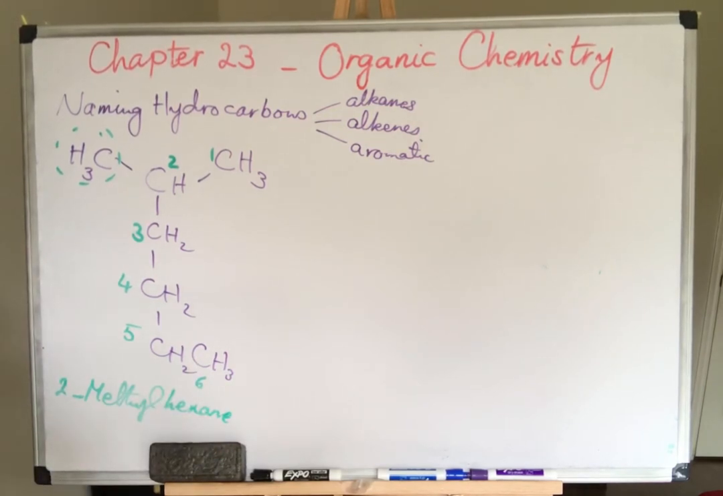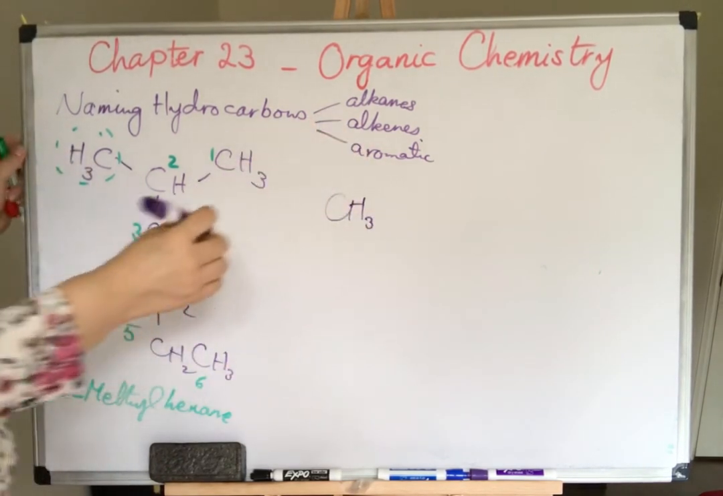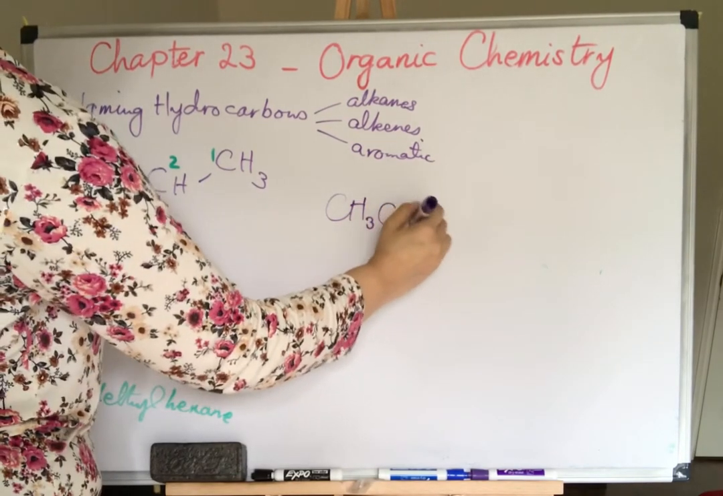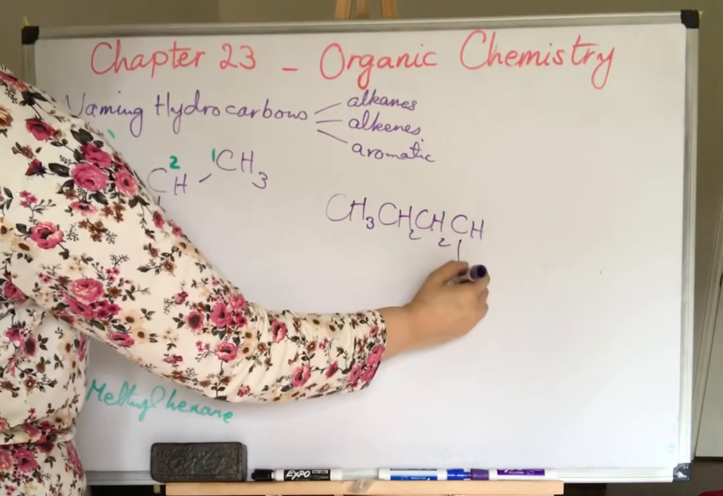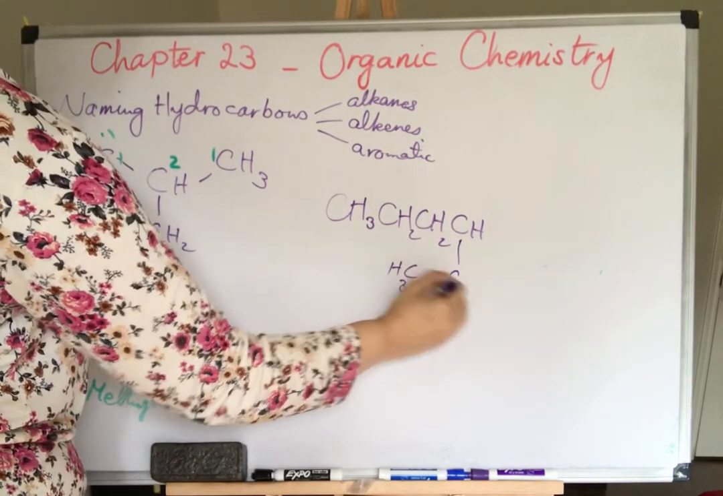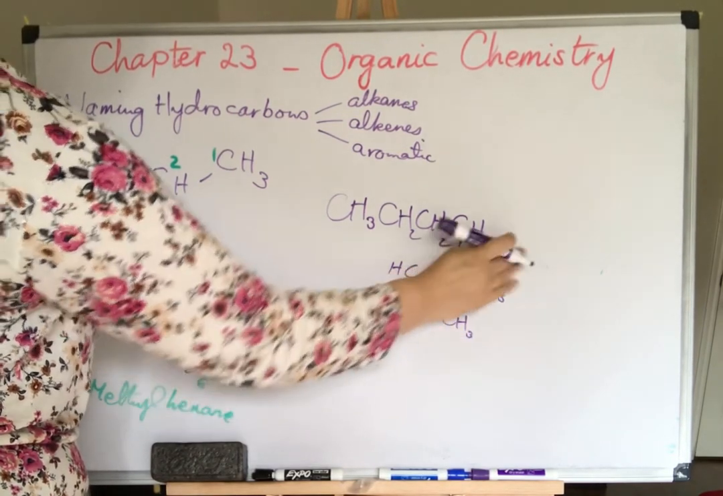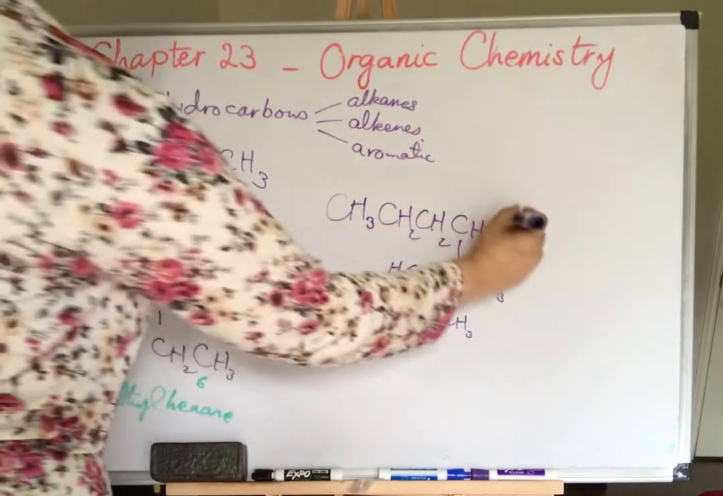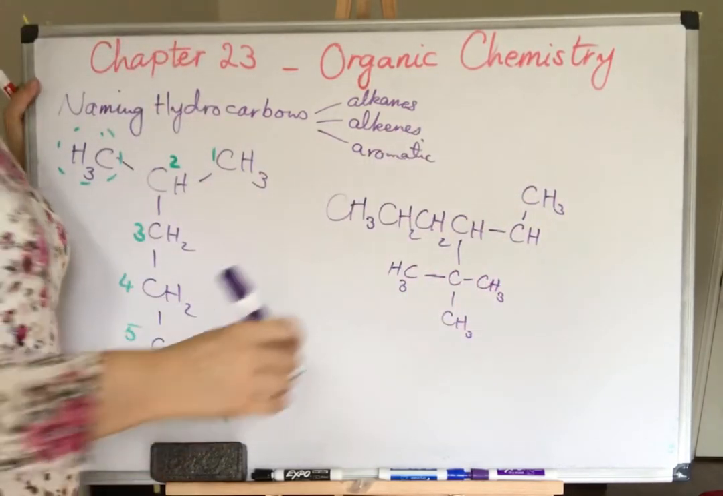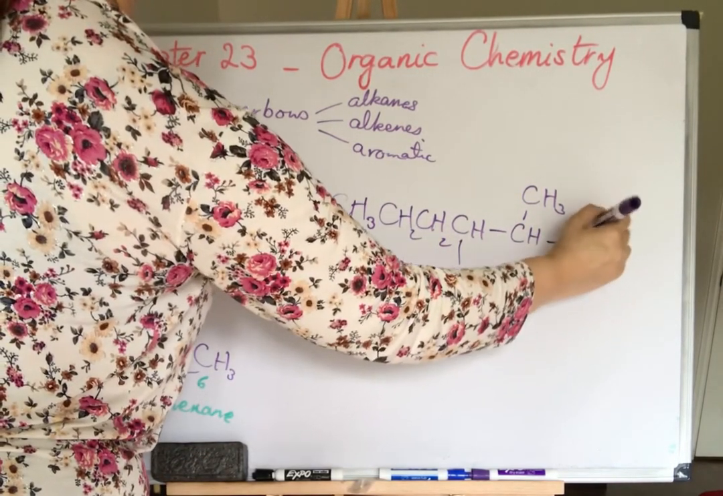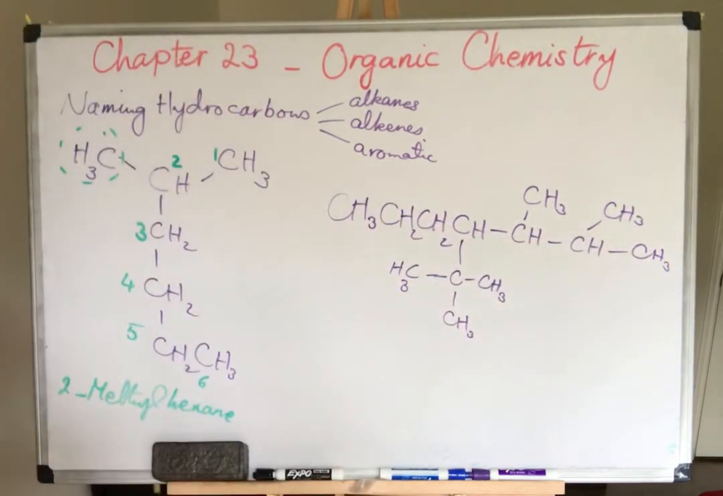And the next one is CH3, CH2, CH2, CH. On this carbon you have a CH3, CH3, CH3, and you have a CH3 here, CH, CH3, CH3. So again, let's determine the longest chain.